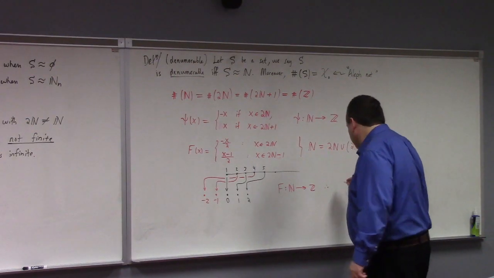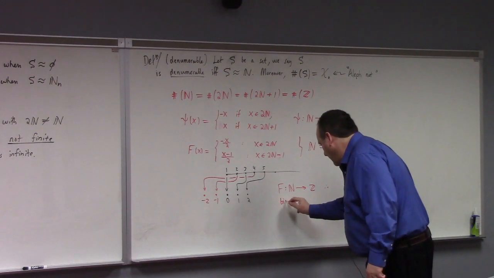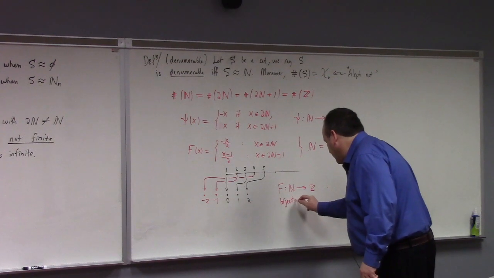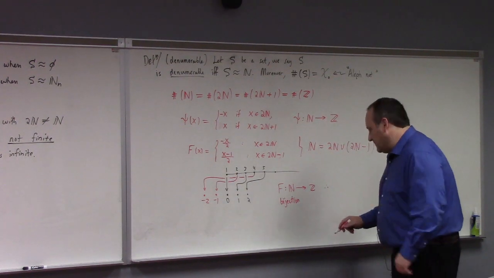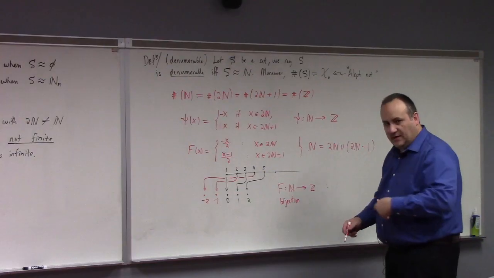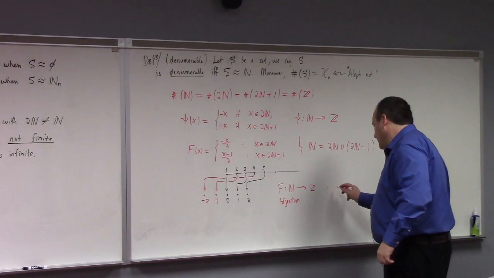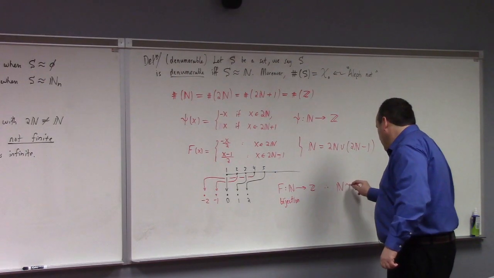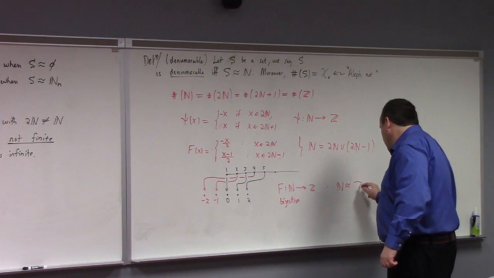So therefore, if you'll forgive me if I don't prove that this is a bijection, we've done a few proofs today. I think it's clear you could work out the proof, right? So therefore, the natural numbers are equivalent to the integers.